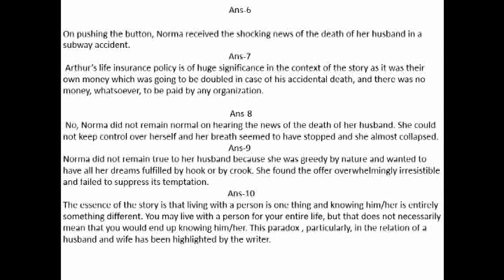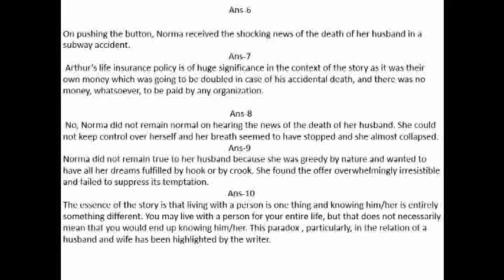Question number 6 is, what message did Norma receive on pushing the button? The answer is, on pushing the button, Norma received the shocking news of the death of her husband in a subway accident.